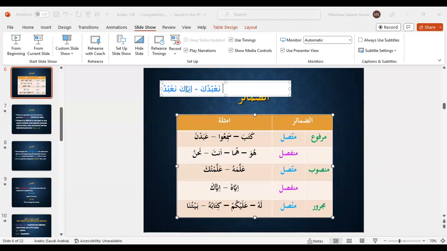So that is why it doesn't confirm the true monotheistic belief. So rather you say, Iyaka na'budu, only you do we worship. So Iyaka, only you. So this is the object of worship, which is Allah subhanahu wa ta'ala. That's why it is called dhamir munfasil, separated, because Iya is separate, Ka is separate, and it has emphasis anyway. So that's that.